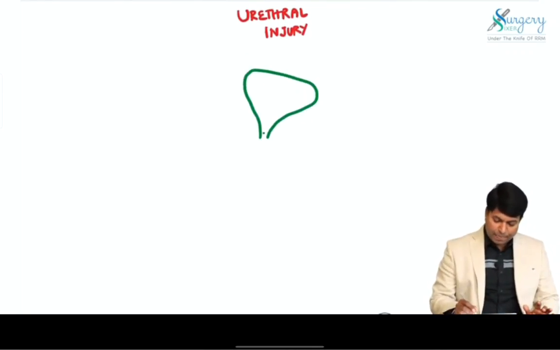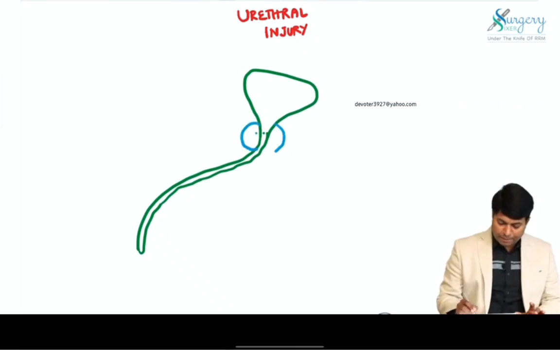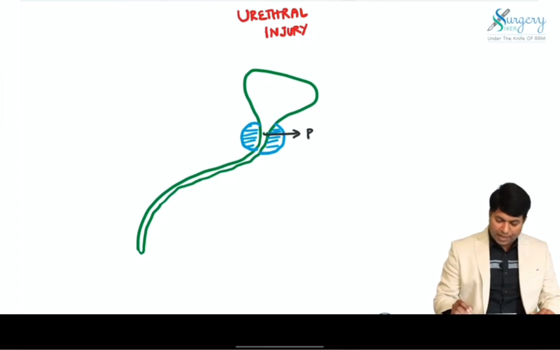So this is the bladder, and this is the 20 centimeter of urethra. I am now going to divide the urethra as follows. This is the prostate. The urethra corresponding to the prostate is known as the prostatic urethra. So I am writing P, prostatic urethra.